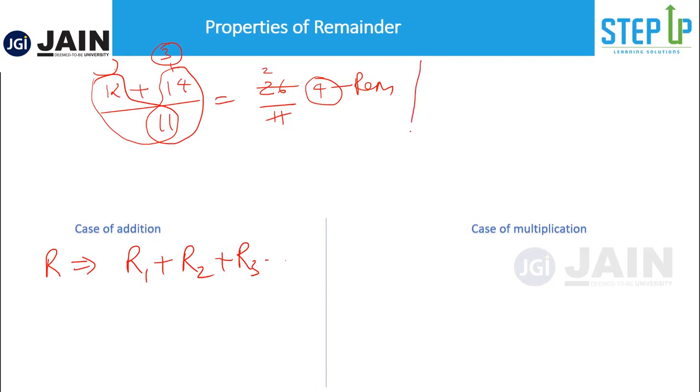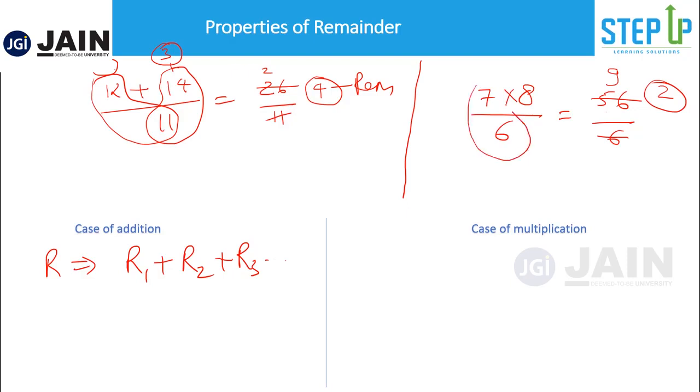Now let's look at the case of multiplication. Let's say you have 7 into 8 upon 6. In a normal scenario you would say 7 into 8 is 56, so 56 upon 6. 6 into 9 is 54, so your remainder is 2. But instead of multiplying and then dividing by 6, you could have taken each number separately and just multiplied the remainders. Here your remainder would be 1 and here it would be 2. So the multiplication property is also valid here.